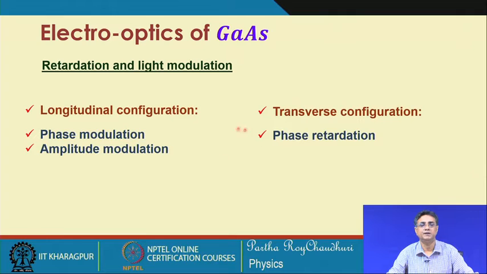Now we will consider the longitudinal configuration with emphasis on the phase modulation and amplitude modulation. Then we will consider the transverse configuration, which is different from this, and we will see how the performance of the crystal can be improved by choosing geometrical considerations like the length and the width of the crystal, which will improve the performance of the modulator.